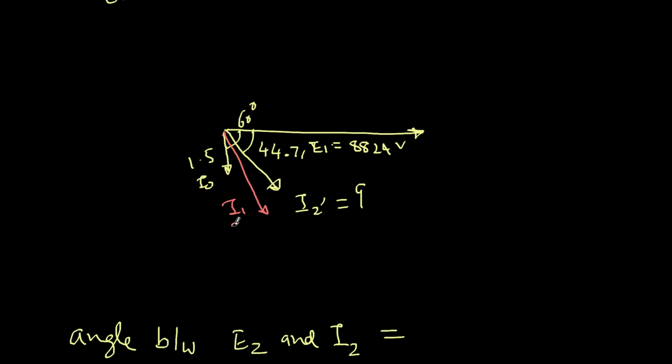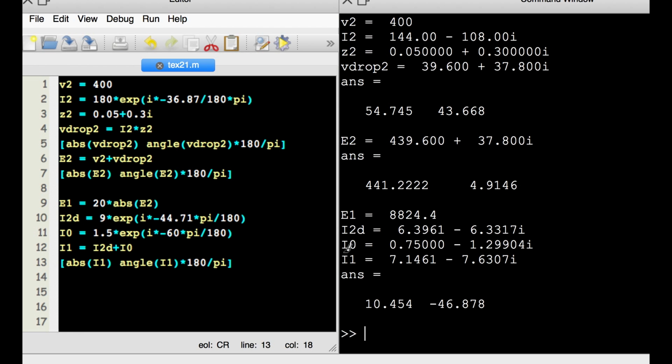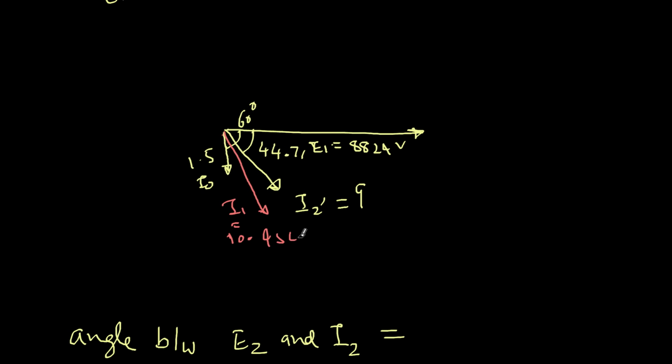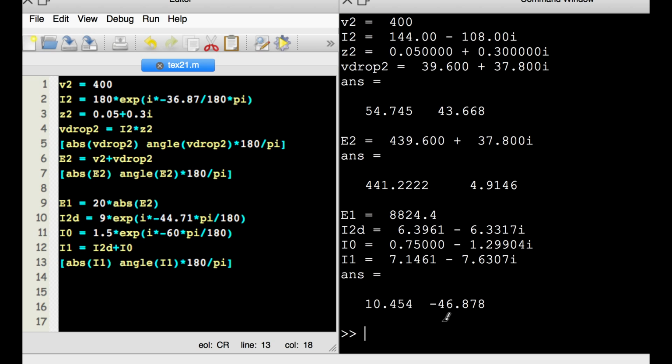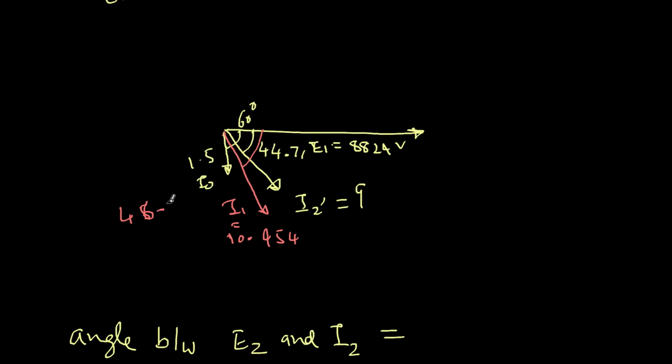I1 is 10.454. Now this I1 will have an I1 R1 drop and an I1 X1 drop. So the two I'll add, then I'll get I1 Z1, then I'll get the V1. So that is our plan next. This angle we calculated, that is 46.8 degrees. So this angle.